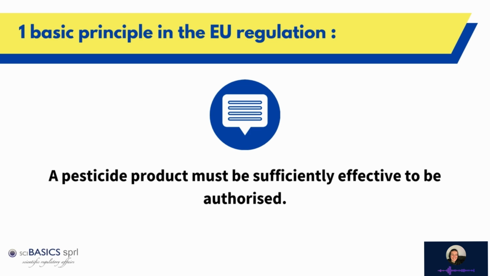There is one basic principle in the EU regulation governing the authorization of pesticide products, and that is, a pesticide product must be sufficiently effective to be authorized. If the efficacy does not reach the necessary minimum, the product will not be authorized.